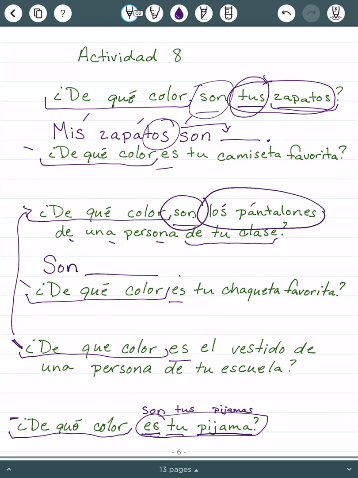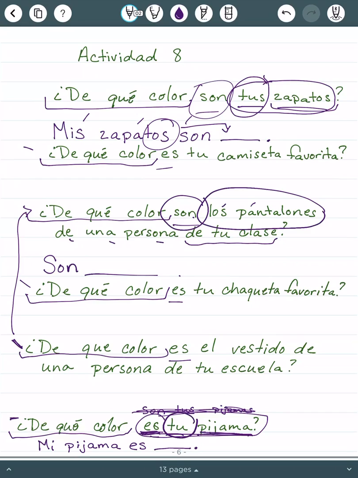But I want you guys thinking grammatically here, okay? So we're going to stick with what it has, es tu pijama. So literally, what color is your pajama? So we're going to say my pajama is, literally. So we're going to change your to my, mi, and then pijama is es.